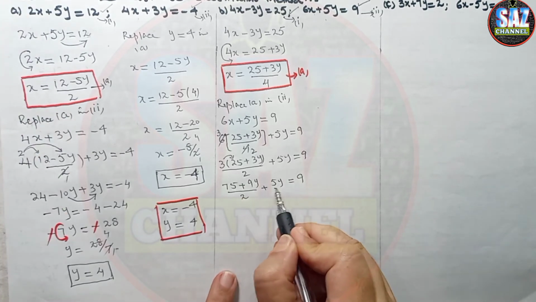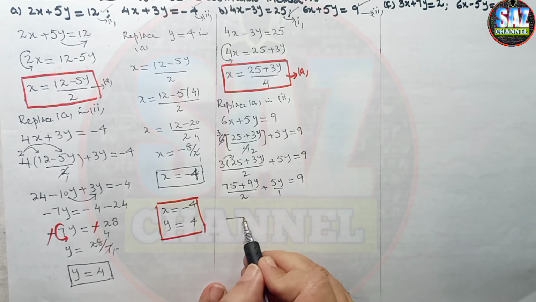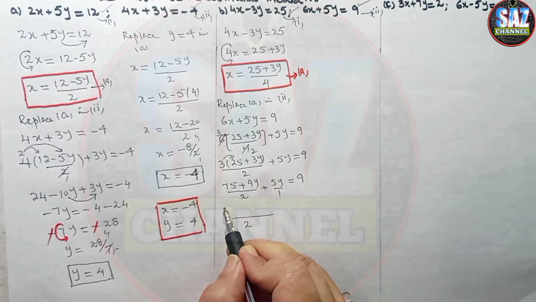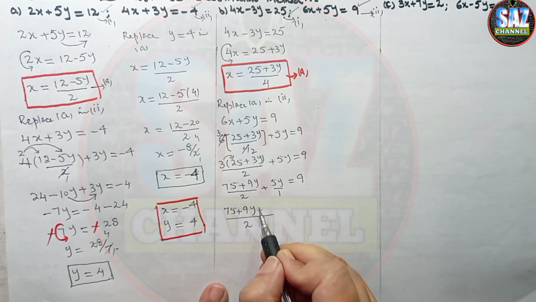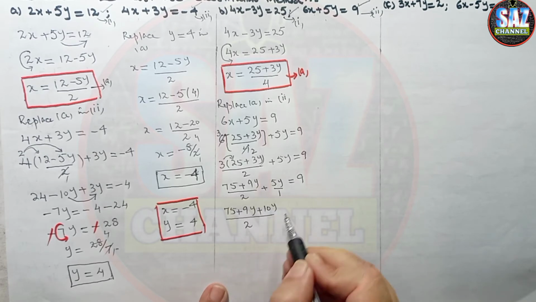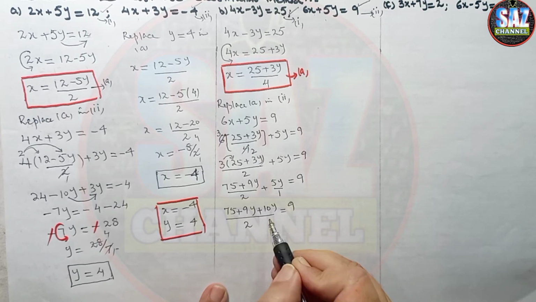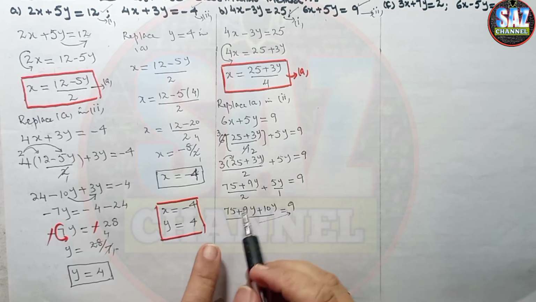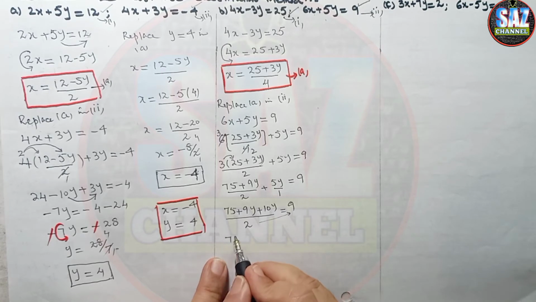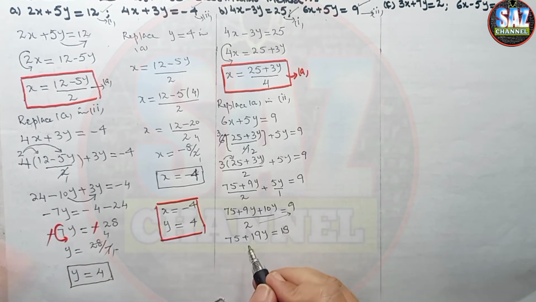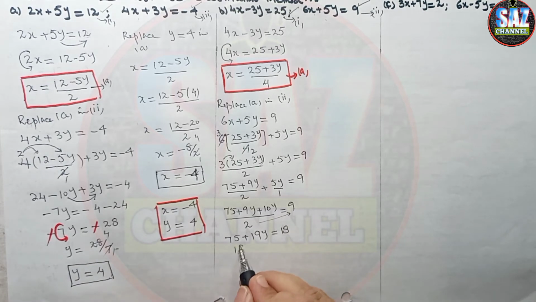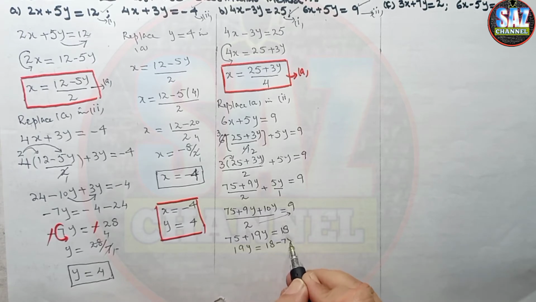Now I have to take the LCM. So the LCM will be 2. So the equation will take the form 75 plus 9y plus 10y equals 18. Shift this 2 to the other side: 75 plus 19y, 10 plus 9 is 19y, equals 18. Shift 75 to the other side: 19y equals 18 minus 75.